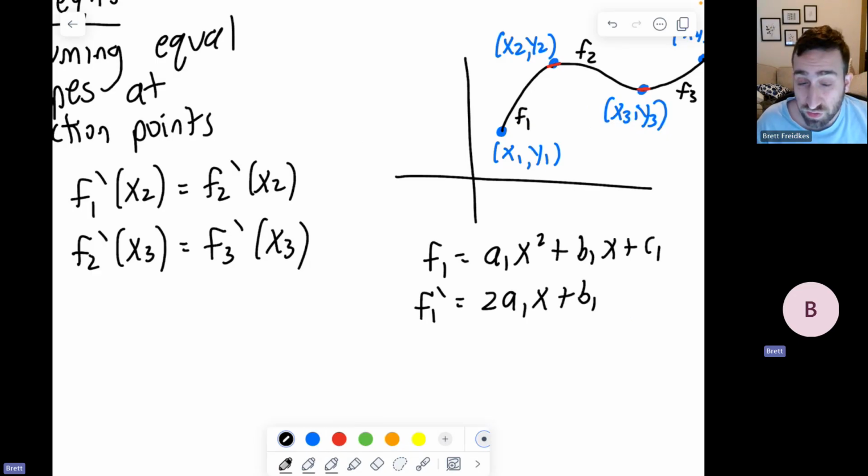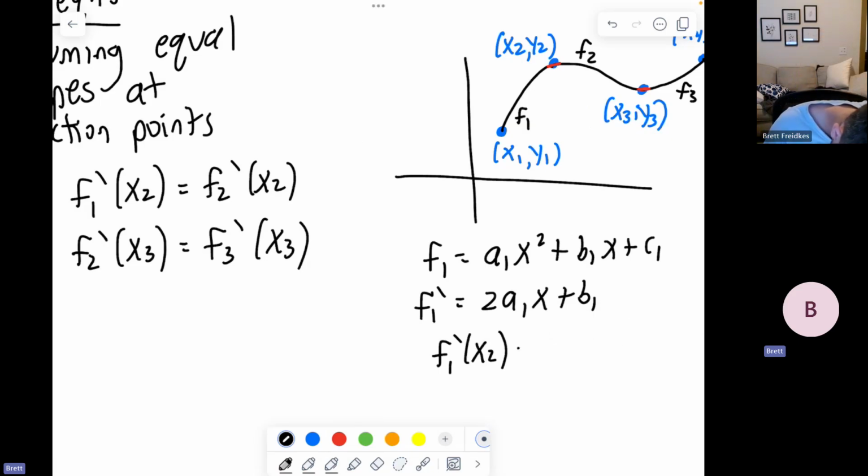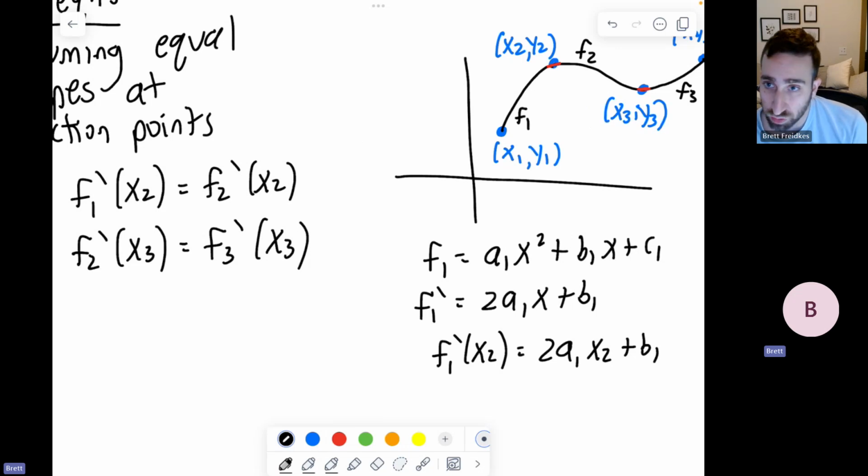That's a general equation for the derivative. If we plug x2 in, this will be 2a1 x2 plus b1. That will be equal to the derivative of the second function, which will be of the same form, except the only difference is the coefficients. It's not a1 and b1 anymore. It's different coefficients, a2 and b2.